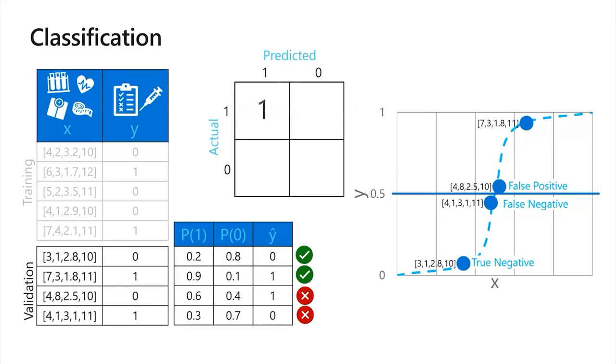True positives, false positives, false negatives, and true negatives. So top left, true positive, and bottom right, true negative. Now we can compute some metrics with this.